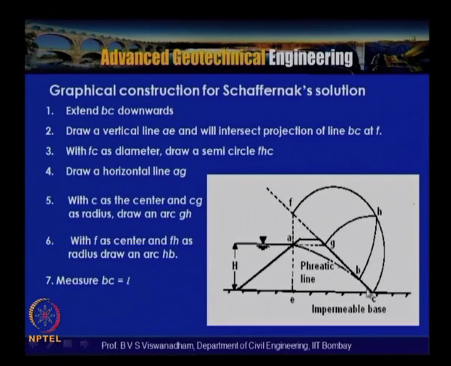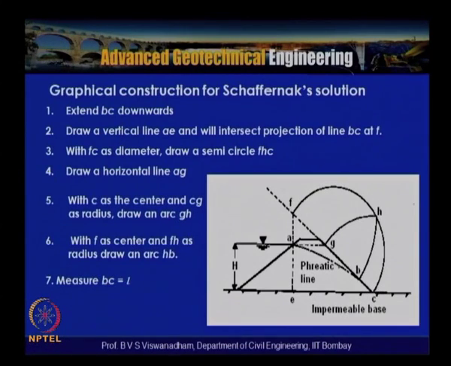With FC as the diameter, draw a semicircle FHC, and draw a horizontal line AG. With C as the center and CG as the radius, draw an arc GH. So it cuts at H. Then with F as center and FH as radius, draw an arc HB. So B is the point. By measuring the distance graphically, we can determine BC is equal to L.